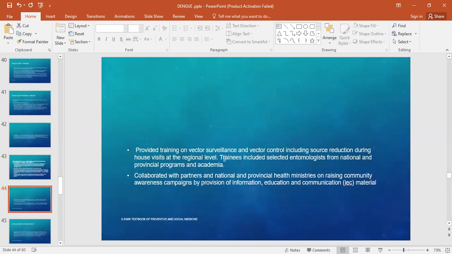Provided training on vector surveillance and vector control, including source reduction during house visits at the regional level. Training included selected entomologists from national and provincial programs and academia. Collaborated with partners and national and provincial health ministries on a community awareness campaign by provision of information, education, and communication material.